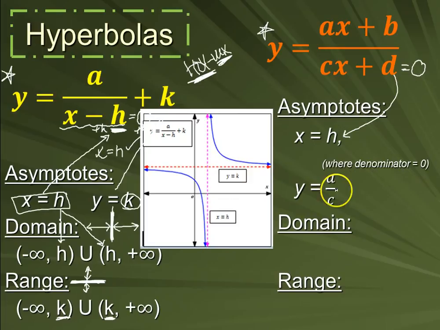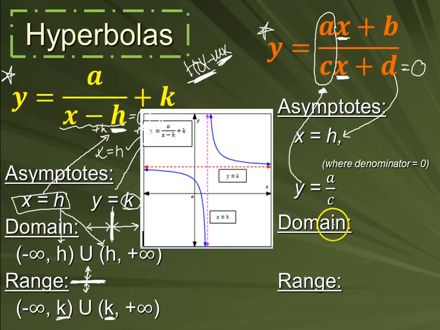The y asymptote's what's different on this one. It's a over c. Come up here and look to where we're getting this a and this c. A over c are the two numbers that are in front of your x's. So when we're looking for this y asymptote, it's those two numbers that are in front of your x's. That's what's going to give us our y asymptote. And again, the x asymptote is always going to be our vertical up and down going through our hyperbolas, and our y asymptote is always going to be our horizontal going through our hyperbolas.